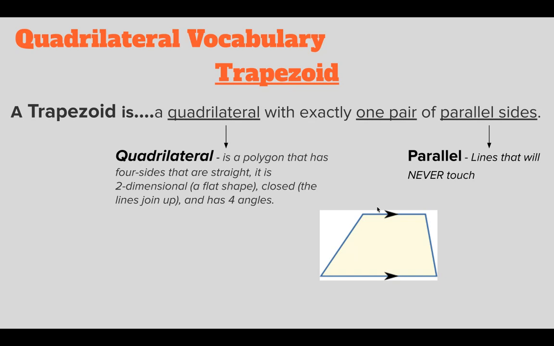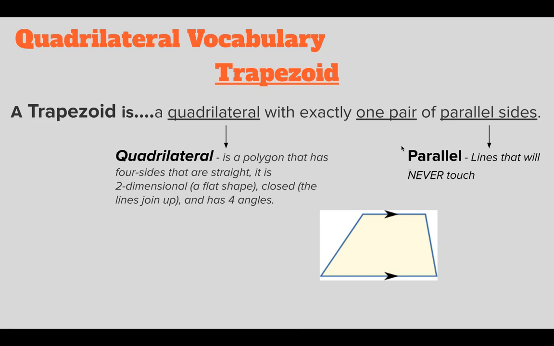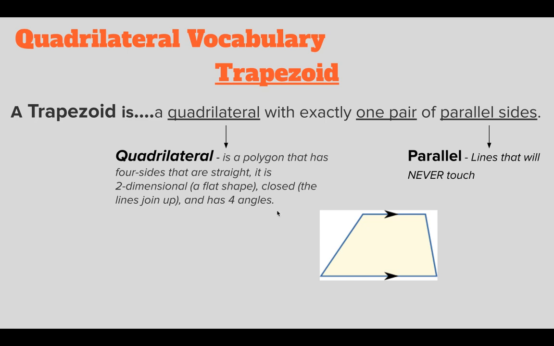If you look carefully, this line right here and this line right here, they don't touch, but if you were to extend them forever and ever, and this line were to go up here, and this line were to go up here, would those lines have crossed? Yes, they would have crossed, probably somewhere around here, which means that these 2 lines are not parallel. So we only have 1 pair of parallel sides. So this shape is considered a trapezoid.